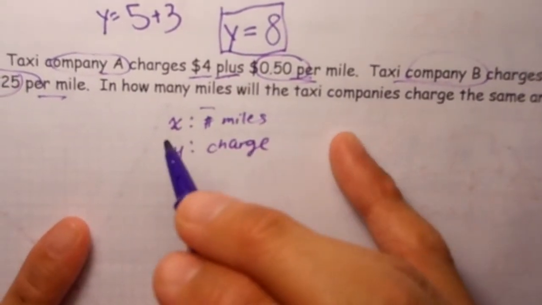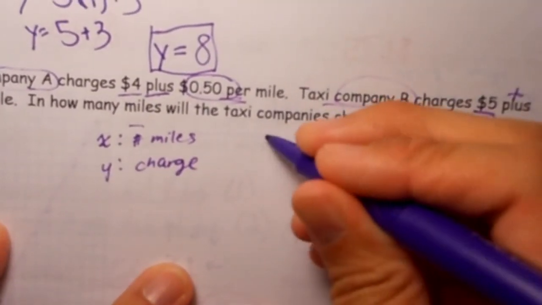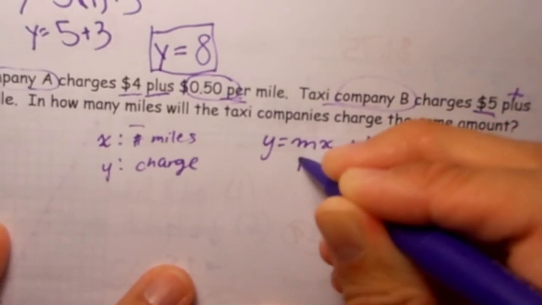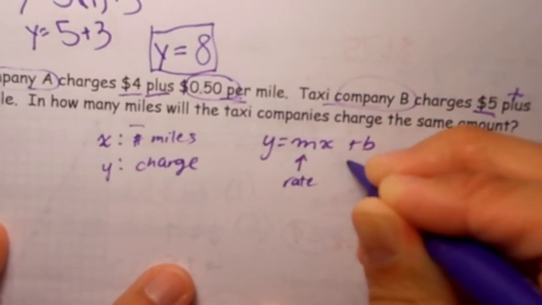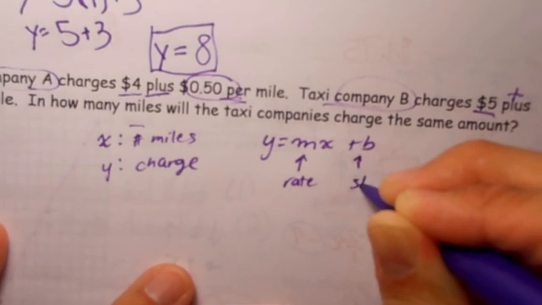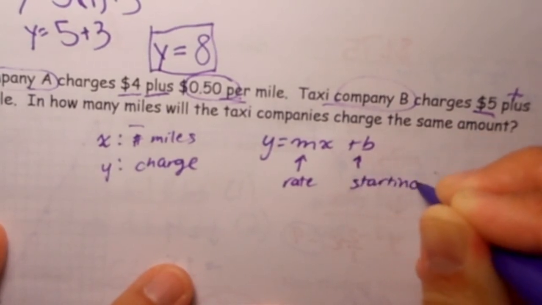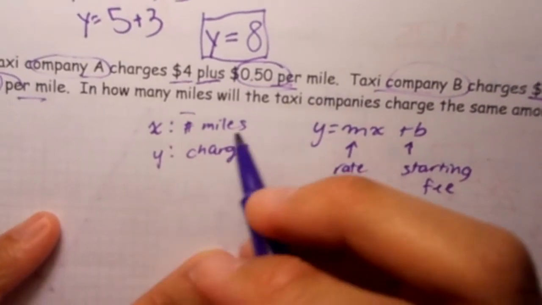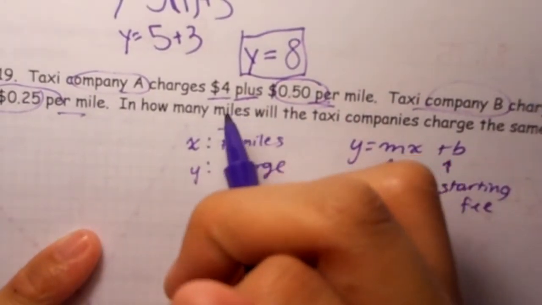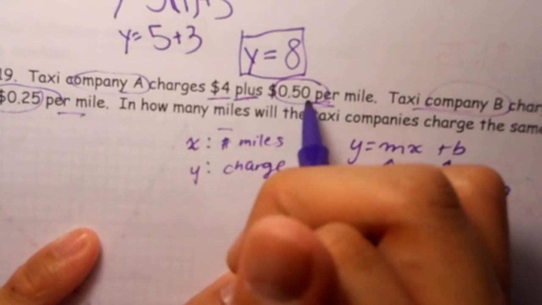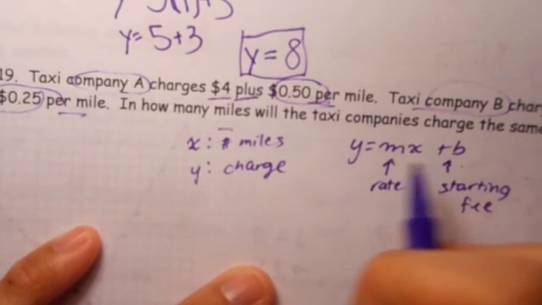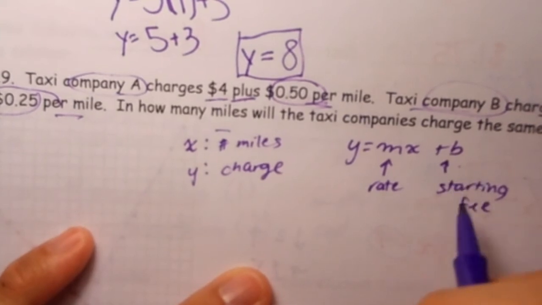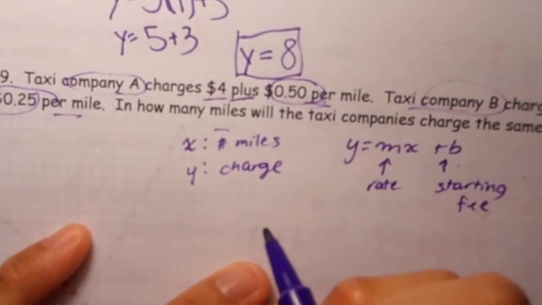Alright, so in this setup, both equations should be in the y equals mx plus b format, where m is the rate or the slope, and b is the starting point or your y-intercept. The reason for that is because for each company, they give us a starting point and a rate, which fits the slope-intercept form, because the slope is the same thing as rate, and the y-intercept is the same thing as a starting fee, or your starting point.